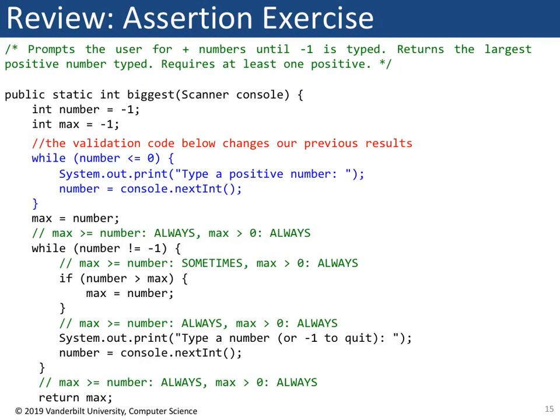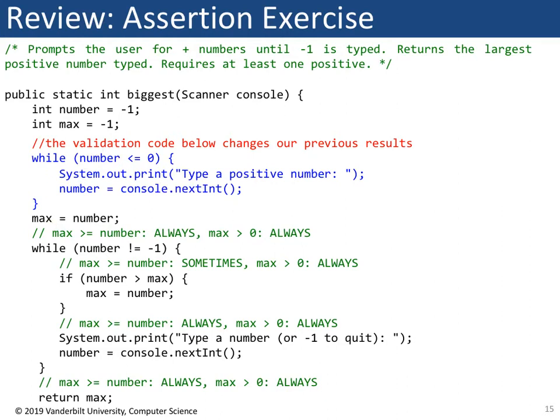If we were to add the validation code shown here, we would now be able to make the assertion about max that we would like to have made in the previous slide. So this validation requires that the user types in a positive number for the initial value for the variable number. So the prompt is now inside of a while loop that says type a positive number. If the number they type in is not positive, then we will prompt again and again and again until they type a positive number.